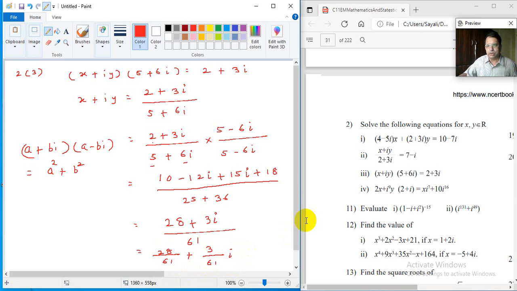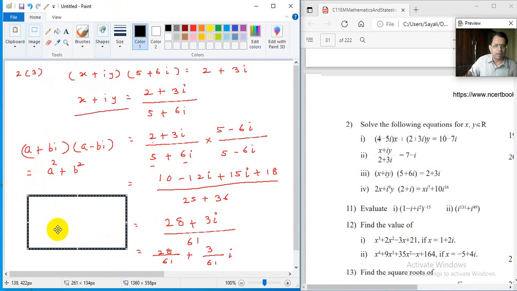So here they wanted you to find x and y. Okay, so we have now x plus iy is this number. बघा, म्हणजे इथला रिअल पार्ट किती आहे x, इथला किती आहे 28/61. So what can be your final answer? Final answer will be, I will write it in a rectangle. X is equal to real part, that means 28/61, and what is imaginary part y, it is 3/61.